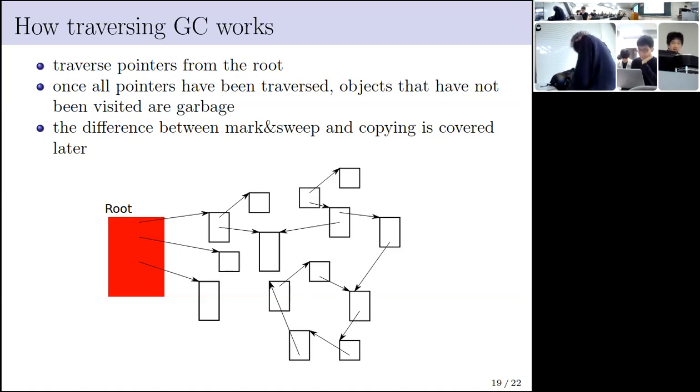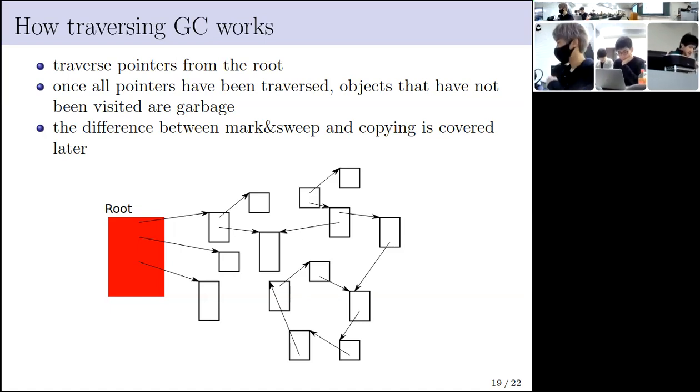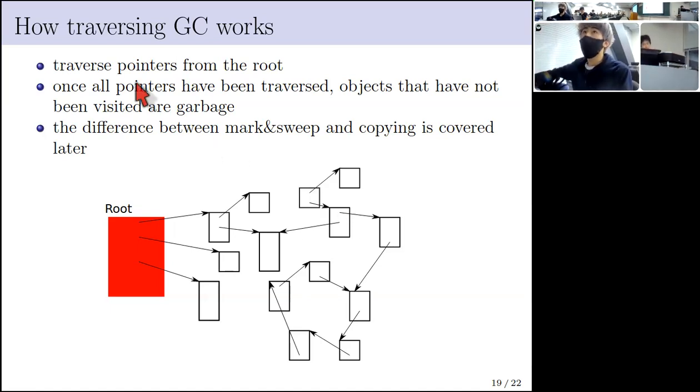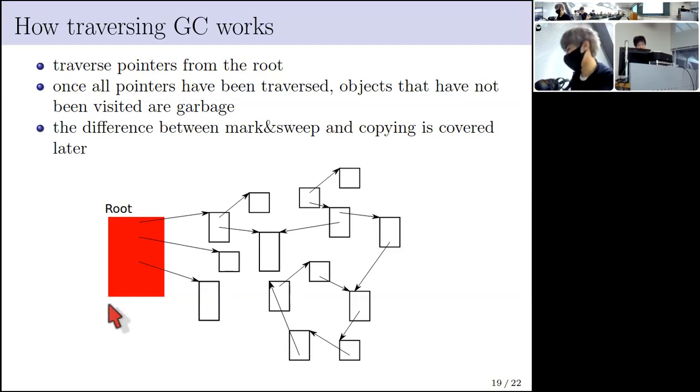So this is how a traversing garbage collector works. Just like I said in the last slide, it literally works by finding all the reachable objects from the root. It does so by simply traversing all pointers from the root, like this. This is the root: either global variables or local variables of active functions.